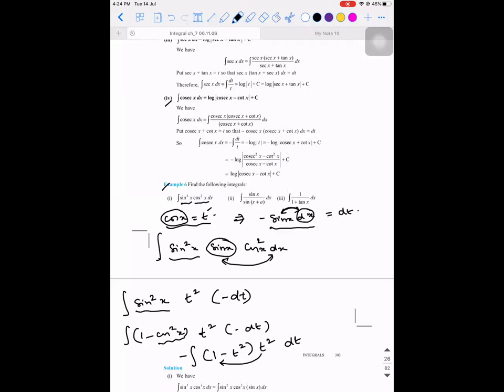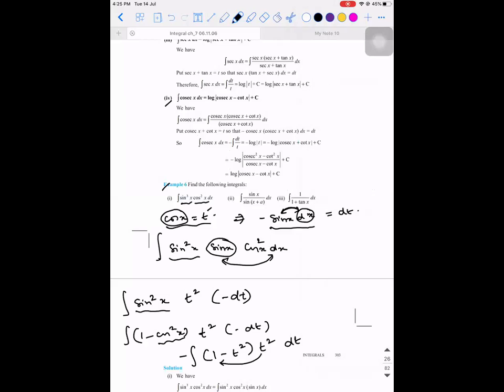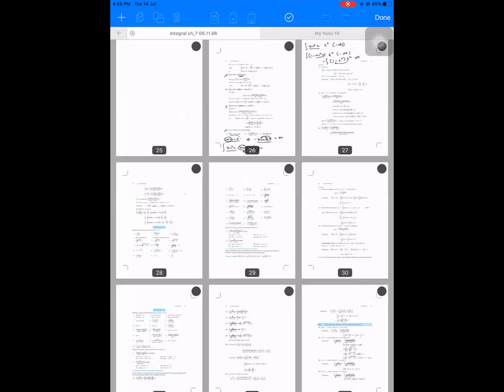Cos power 5x by 5 minus cos cube x divided by 3 plus c. That's right. So with the hope that you guys can do this further, I'm not solving this problem.